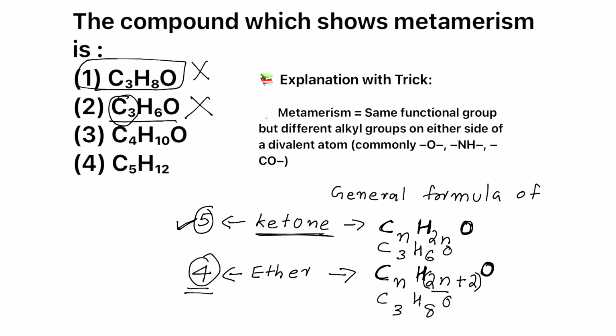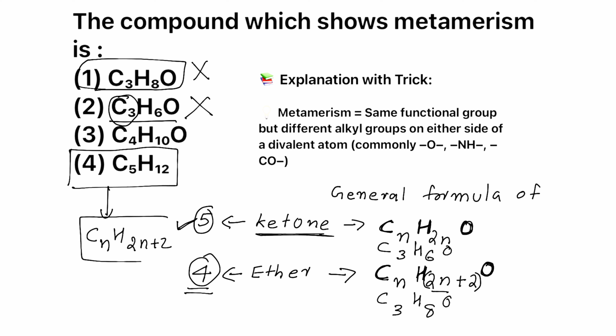Moving to the fourth option. Before saying the third one, I am going to the fourth option. Okay, see, the fourth option is what? You know what the general formula is. CnH2n+2 is the general formula of alkane. So this is an alkane, okay, which will never show metamerism. C5H12 is what? Pentane, right? Pentane, that you already know. Simple thing. And it cannot show metamerism.